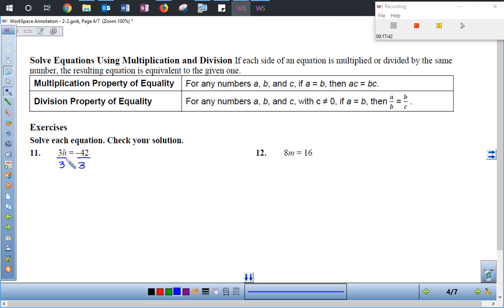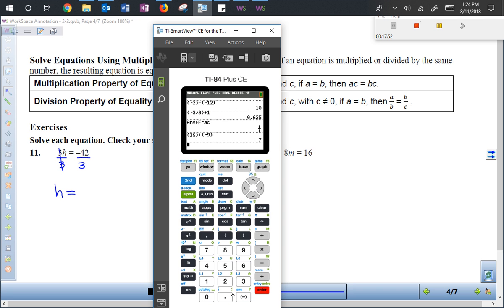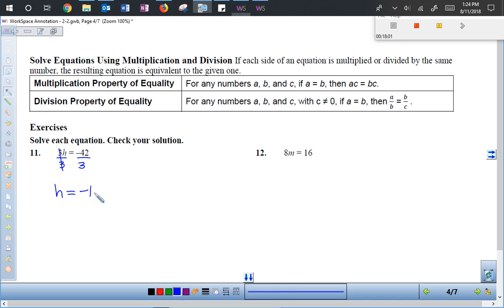So on the left side, when I divide by 3, 3 divided by 3 cancels out and just leaves me with an h. On the right side, now we can take negative 42 divided by 3, and you're definitely allowed to use your calculator. So negative 42 divided by 3 gives me negative 14. So h equals negative 14. Now that you have the variable all by itself, box your answer. And let's check it in our calculator.